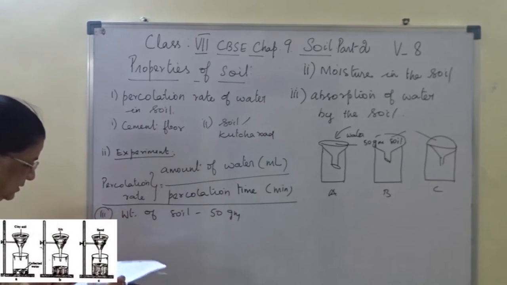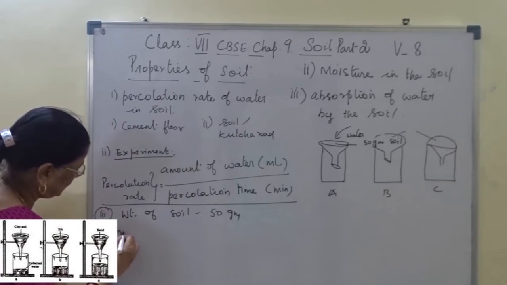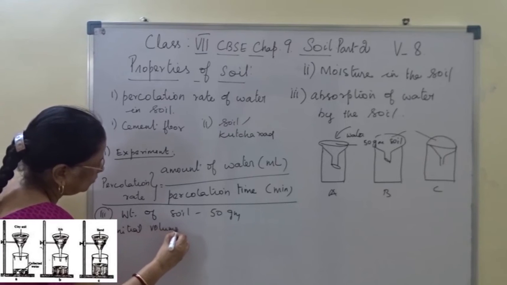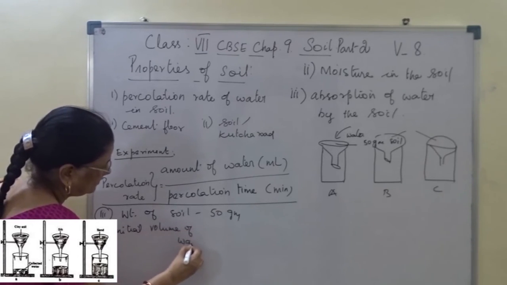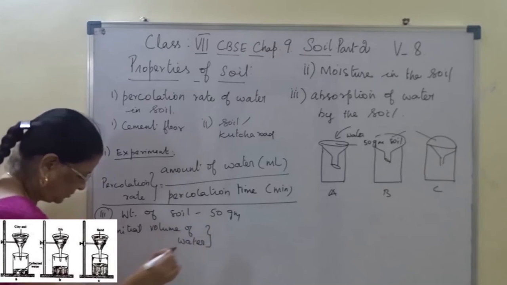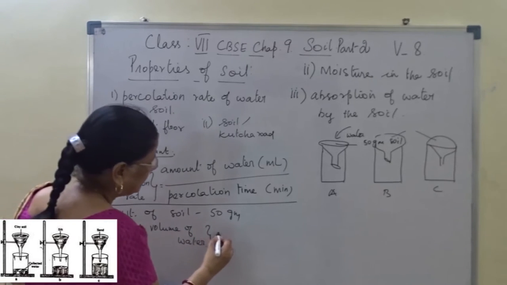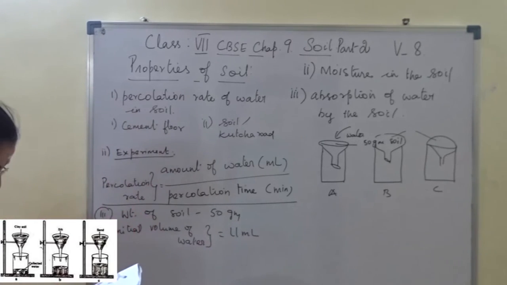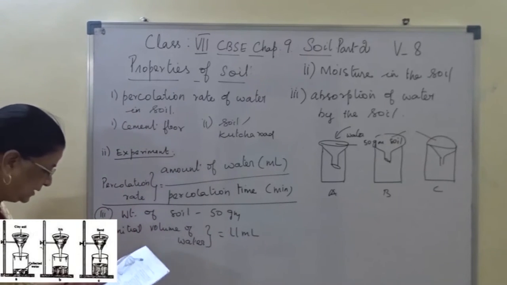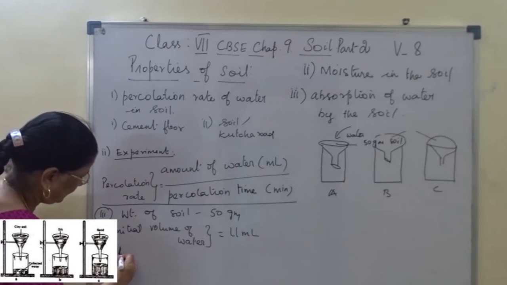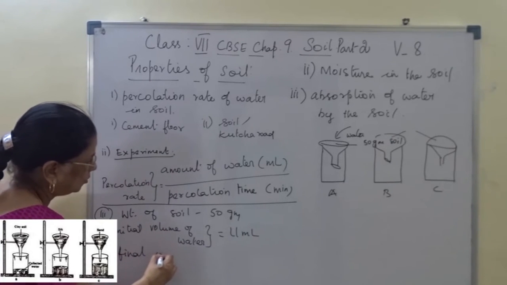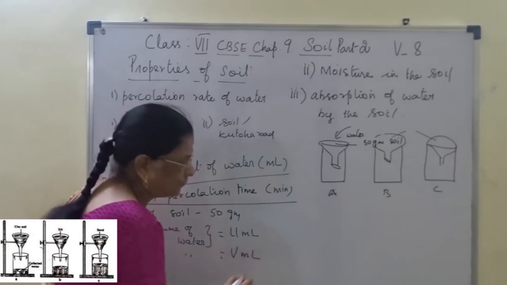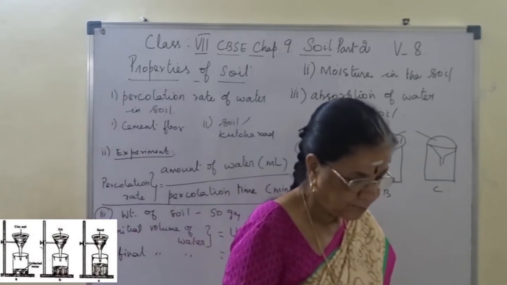சரியா? அடுத்தது initial volume of water. Initial volume of water. அது வந்து say for example U ml. ஒரு assumption இல்லையா? Then final volume of water is equal to V ml. Okay, so இப்போ என்ன பண்ணுவேன்?